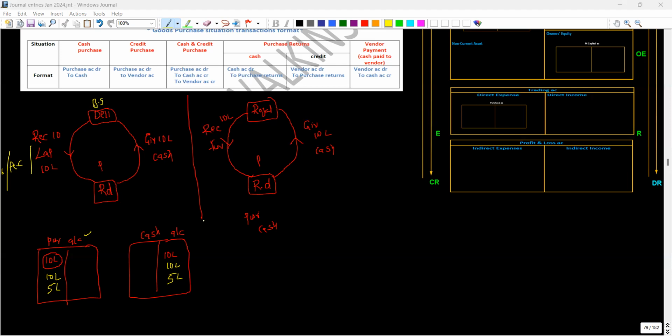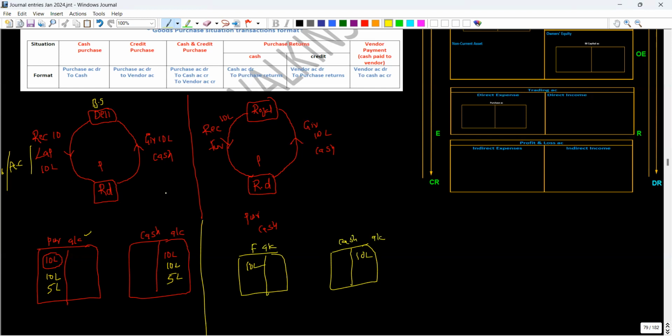So record the receiving benefits and the giving benefits. Like 10 lakhs here, 10 lakhs here, and furniture account debit and cash account credit. If the company is purchasing a building for the usage purpose, then building account debit 5 lakhs and cash account credit 5 lakhs.